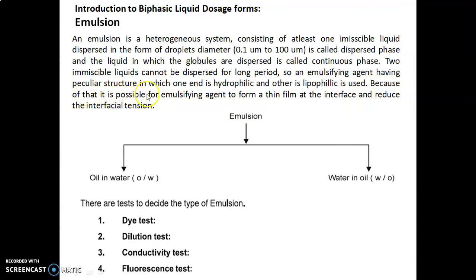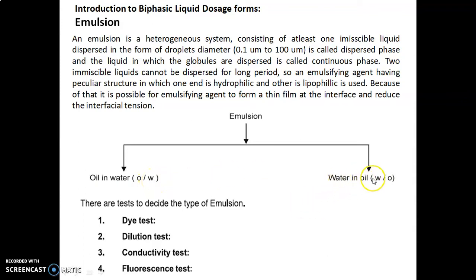Because of that, the emulsifying agent is able to form a thin film at the interface and reduce the interfacial tension. So let's see the classification of emulsion. The simple classification is oil in water, O/W type, and water in oil, W/O type. In the oil in water O/W type, oil is the internal phase while water acts as the external phase.